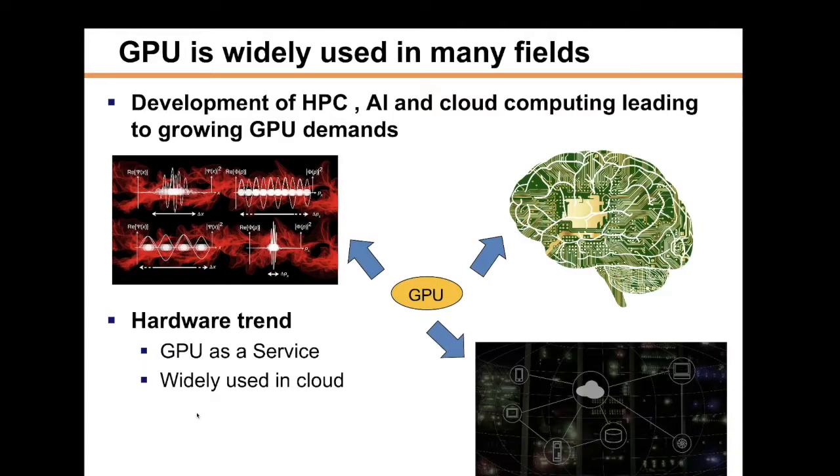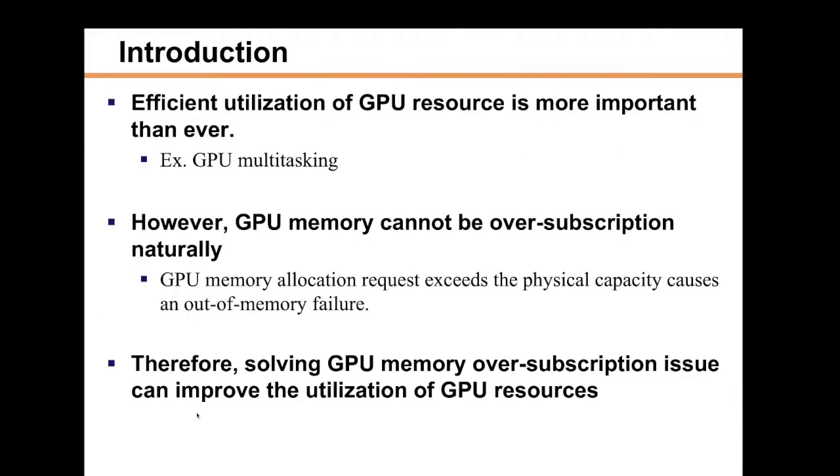Currently, GPU is widely used not only in graphics processing fields but also in different fields such as HPC, AI, and cloud computing. And all of them need large computation power. Meanwhile, the concept of GPU as a service is becoming the latest hardware trend. Most cloud providers have started to provide GPU as one of their services to satisfy customers' requests for higher computational power. As a result, improving the efficient utilization of GPU resources becomes more important than ever.